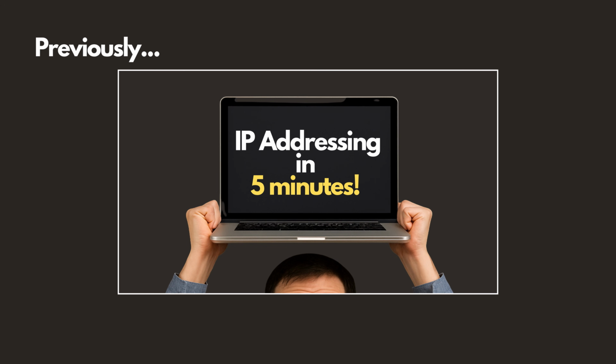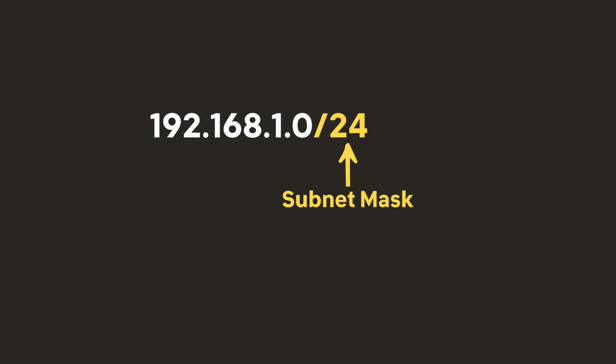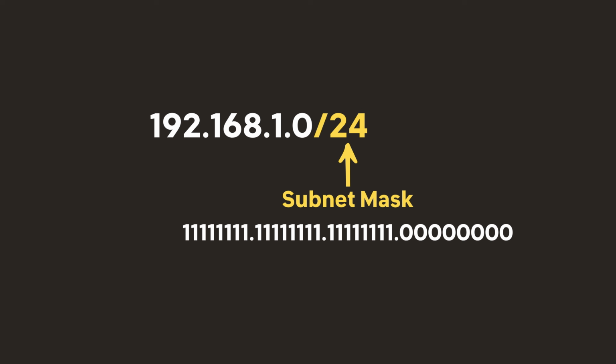Previously, we have covered IP addressing. Each class has a default subnet mask which separates the network and host address. Subnet mask is a 32-bit series of ones and zeros. The number indicates how many ones are in the series to identify network and host bits. But using the default subnet mask can cause inefficiencies.